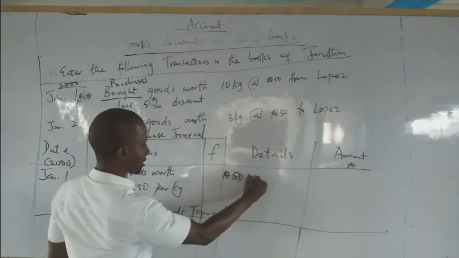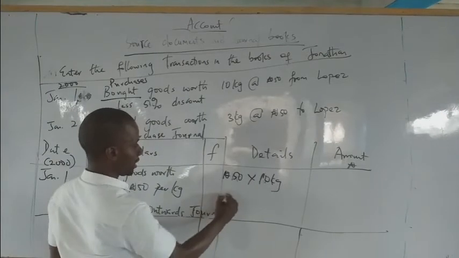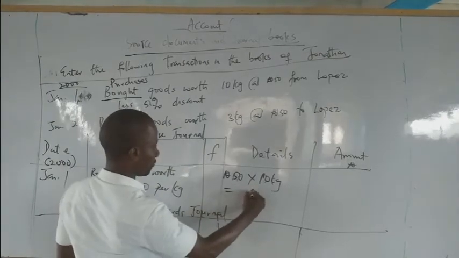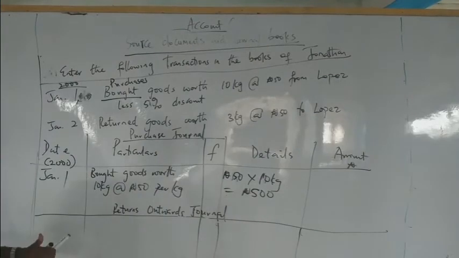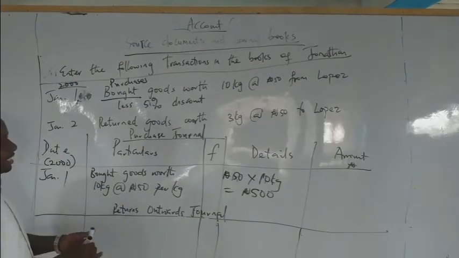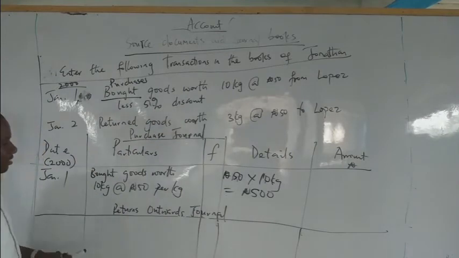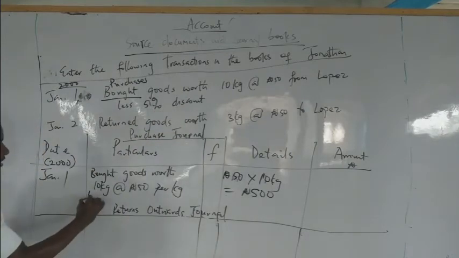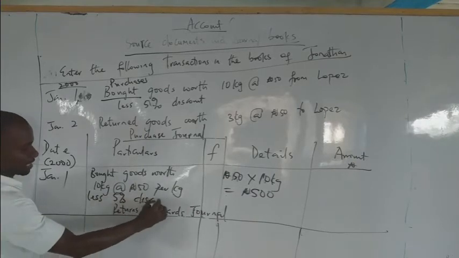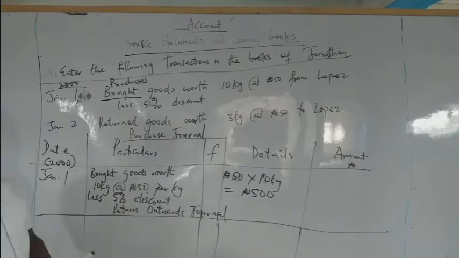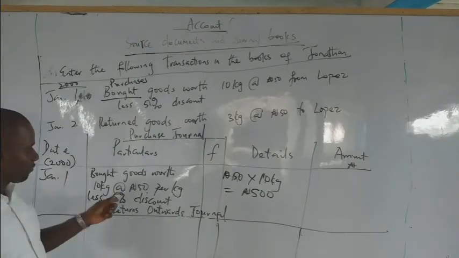50 times 10 kg. And what would that give us? That will give us 500 naira. But let's not forget, on the next line, they said what? Less 5% discount. We will still come under the details. Less 5% discount. And what are discounts? Discount is just a reduction in the price of what? Goods.